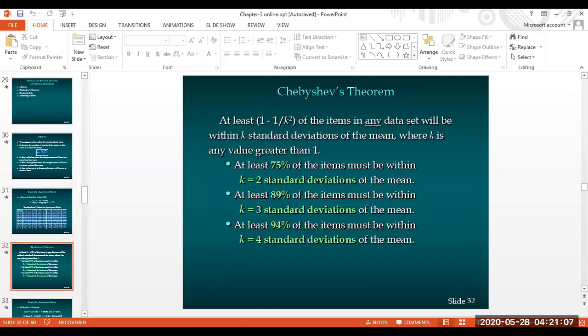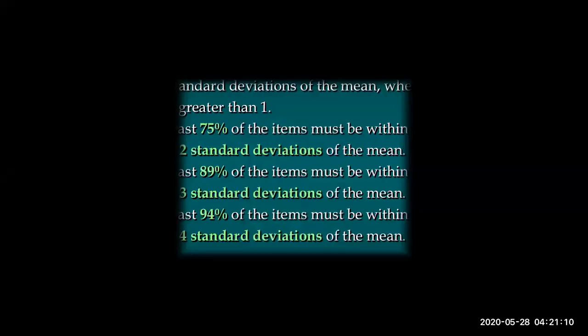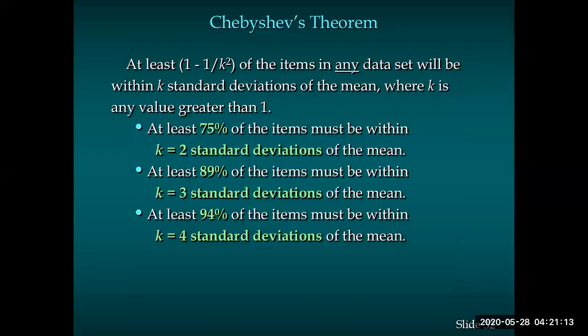Now what is the importance of Chebyshev's theorem? Chebyshev's theorem determines the data ranges on the basis of the mean and standard deviation, for any kind of quantitative data that we may have. The theorem states that at least 1 minus 1 by z square, or k square (in this case they've written k square, but in the book they write z square), of the items in any data set will be within z standard deviations of the mean, where z should be a value greater than 1.